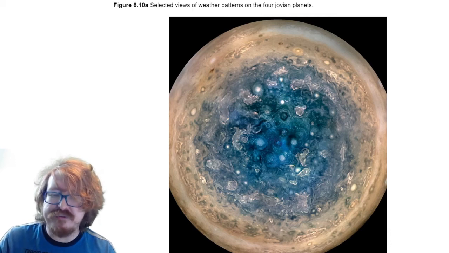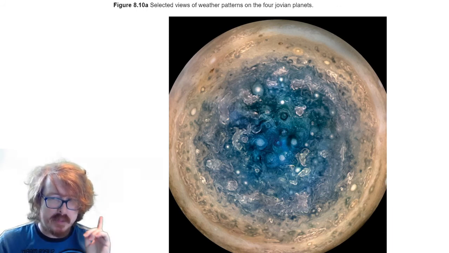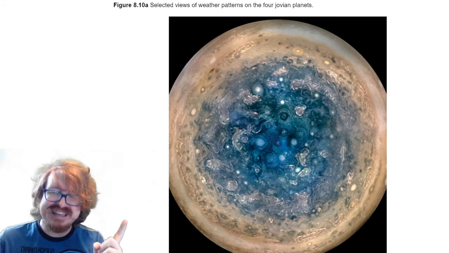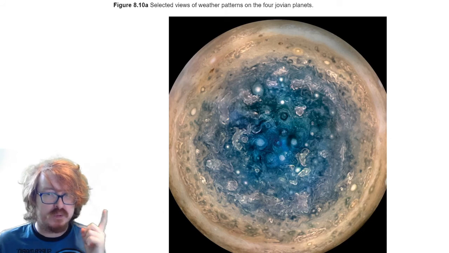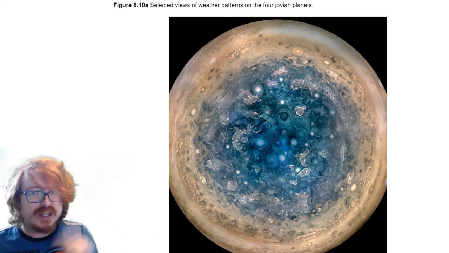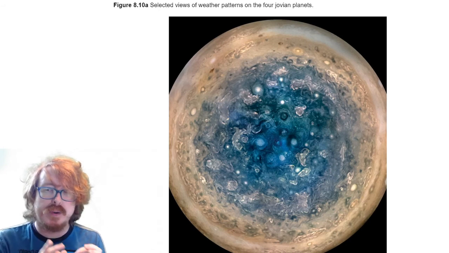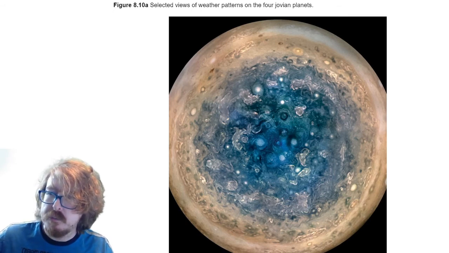There might be different chemical compositions from one storm to another, but the main thing giving them different colors is the elevation. It's the elevation again, just like the zones and belts. So which ones are higher? Which storms are higher, the white ovals or the brown ovals?